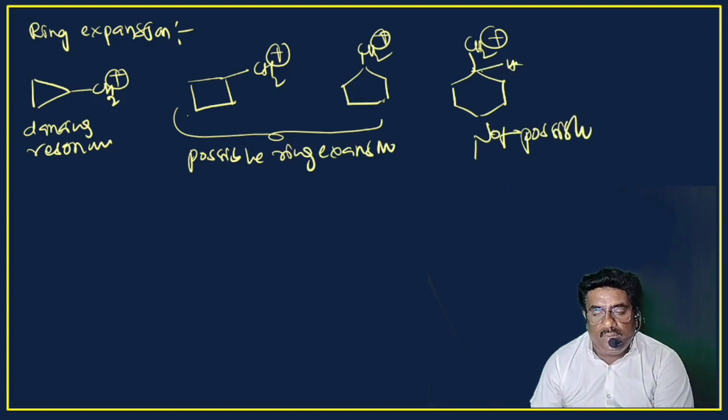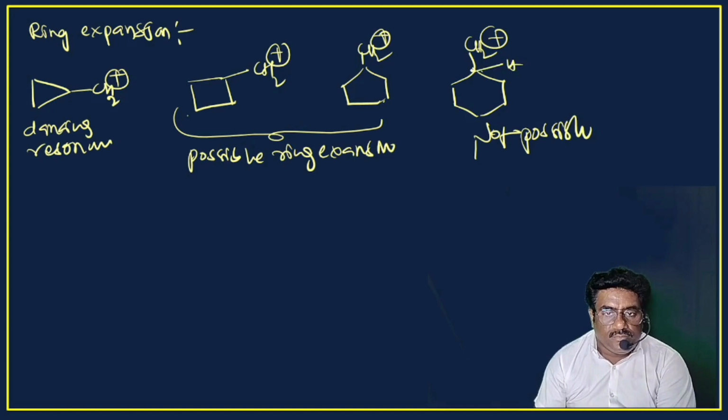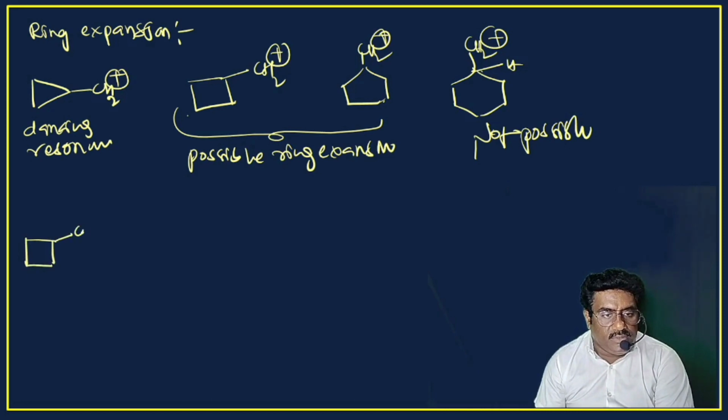It forms a hydride, and shifting of hydride is possible. So I am writing one example for this. For example, a 4-membered ring with CH2OH, in presence of H+ and heated. What happens?